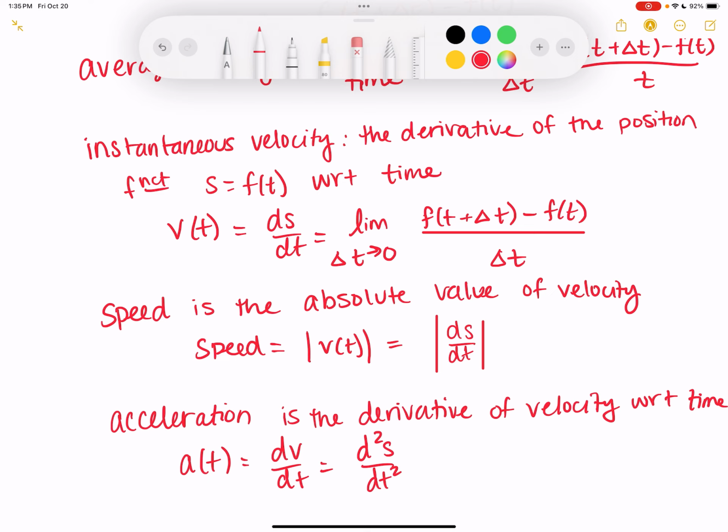And with these, I don't typically write y double prime like I was doing for the second derivative, because I want to specify what I took the derivative of.